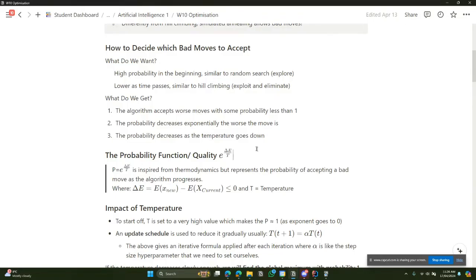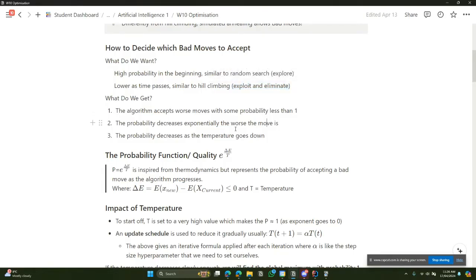We accept every solution, and then we start filling up, we start exploring. But as time passes, similar to hill climbing, we exploit and eliminate. So that sounds kind of illegal, but yeah, we like exploiting and eliminating.